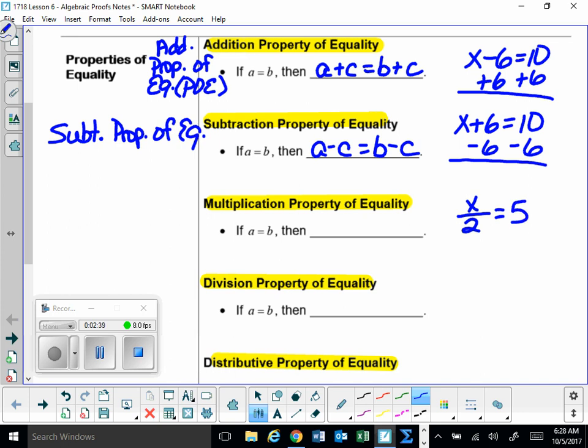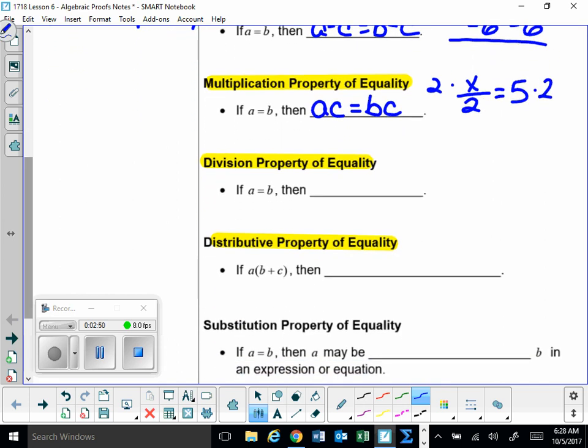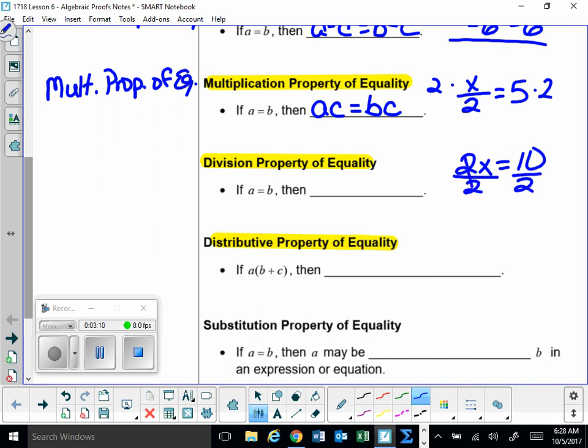And what do we do? We multiply both sides by 2. So A times C equals B times C. This one would be abbreviated MULT, property of equality. The division property of equality allows you to solve this one. What do we do? Correct. Divide both sides by 2. So A divided by C equals B divided by C. Division, DIV, property of equality.